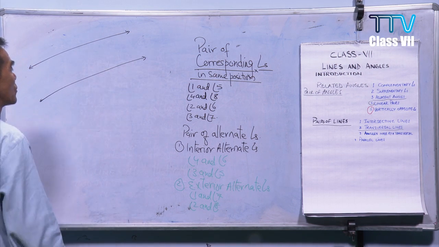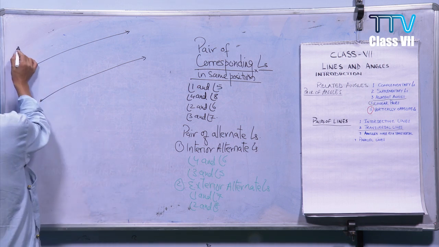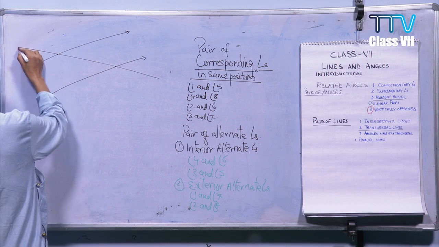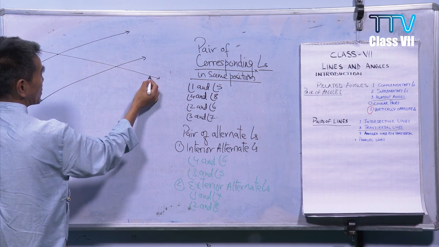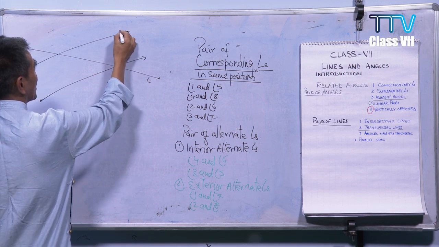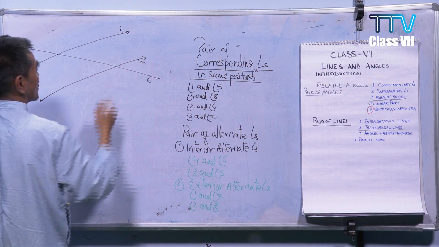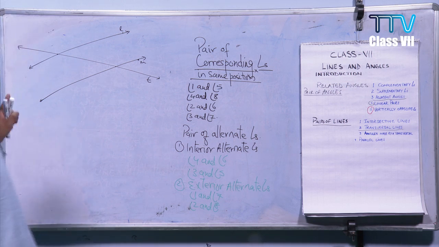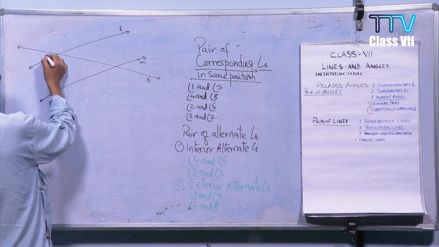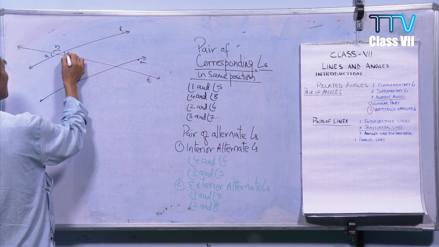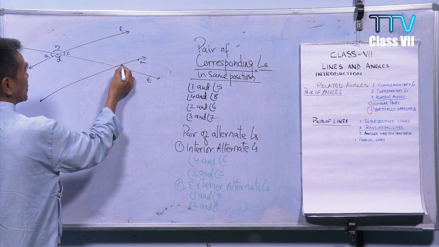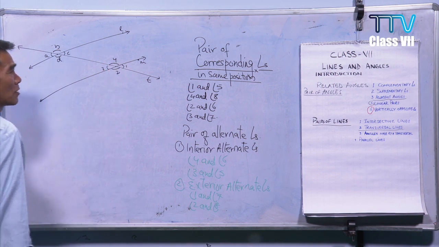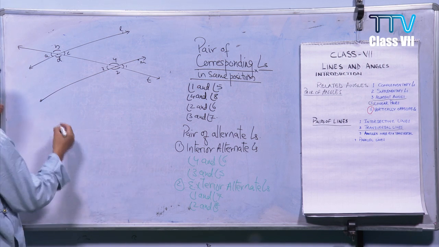Okay, these two lines are intersected by another line at two points, so this line is called a transversal line. I'll mark this as the transversal. This is line L and this is line M. At the intersection, angles are formed. I'll mark these as angle A, B, C, D, and these as angle 1, angle 2, angle 3 and angle 4. First, the pair of corresponding angles.